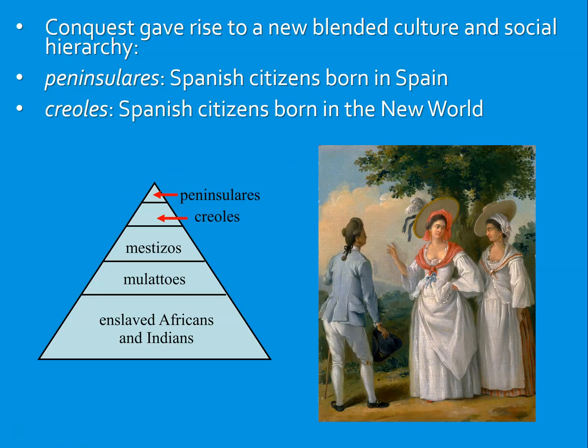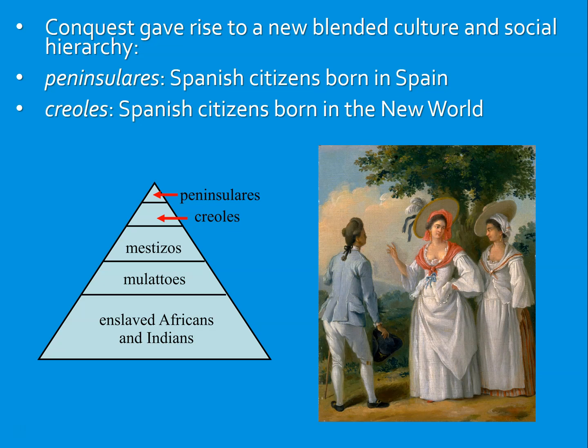So we're going to begin with a group called the Peninsulares. The Peninsulares would have been Spanish citizens who were born in Spain. Now, why Peninsulares? Why that interesting name? Well, Spain lies on something called the Iberian Peninsula in Europe, so they came from that peninsula. Again, these are 100% Spanish people. They were born in Spain. They moved then to the North American colonies.